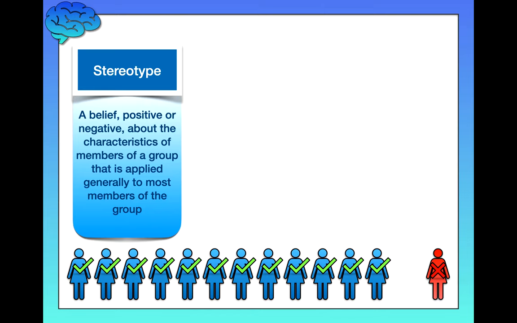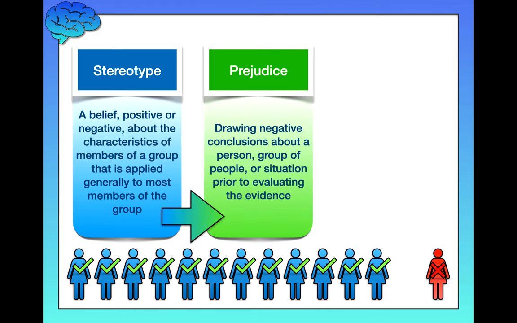Now, stereotypes, these beliefs, can lead to prejudice, which, in contrast, can only ever be negative. Prejudice involves drawing negative conclusions about a person, a group of people, or a situation prior to evaluating the evidence. And these baseless conclusions are typically the result of those stereotypes that you hold about that group. Also, in contrast to stereotypes, prejudice involves emotion. It's an attitude. Being prejudiced against a person or a group of people involves feeling negatively toward them.